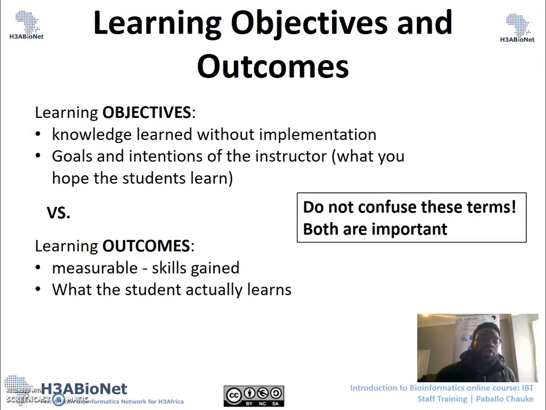What are learning objectives? Learning objectives are knowledge learned without implementation. They're not measurable. So it's goals and intentions of the instructor and what you hope the students to learn as an instructor. So the expert trainer will say, for the Linux module, I hope that students are going to learn ABC. However, it's not measurable as compared to outcomes, which are measurable because it's skills that are gained and it's what the student actually learns. So the one is without implementation, objectives, and measurable is the outcome.